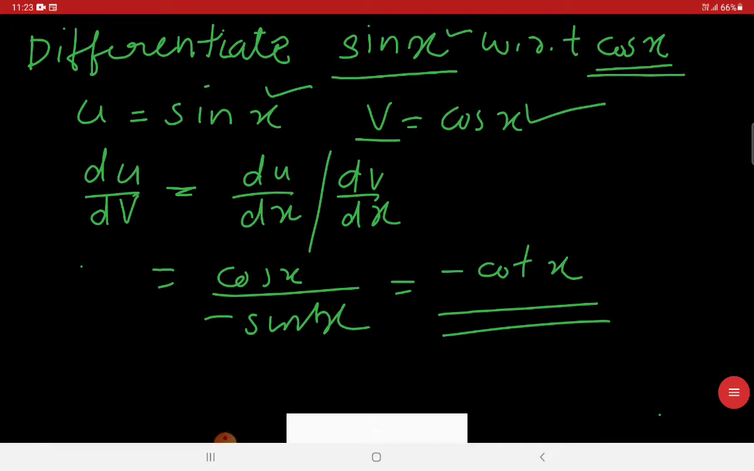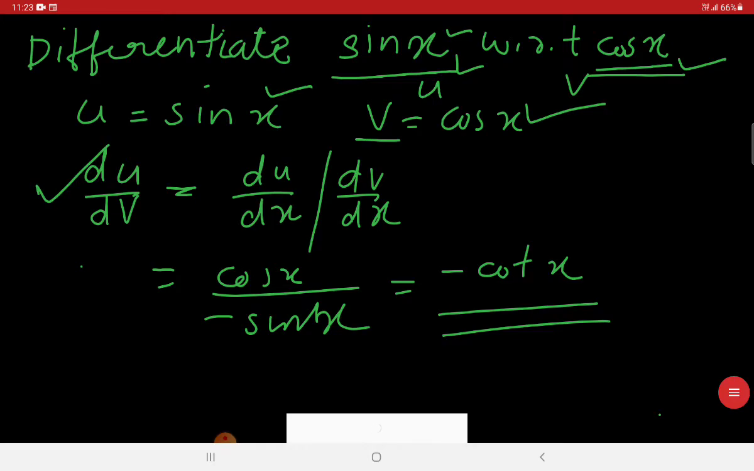So in order to do this type of question, you have to take the first function as u and the second function as v. That is, with respect to which function, that is v. Then we need to find the derivative of u with respect to v. That is du by dv. Now both u and v are in the variable x. So that is equal to du by dx by dv by dx.